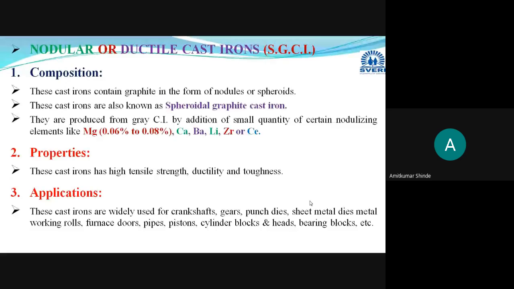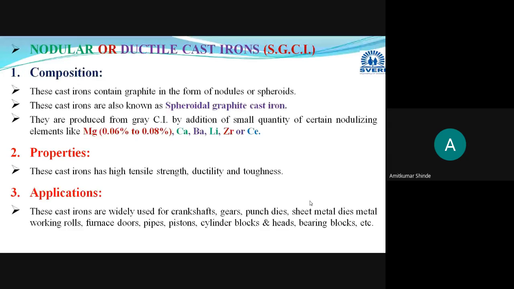If you observe their microstructure, free carbon will be there, and this free carbon will be spherical in shape, or its shape will be like a nodule. That's why these cast irons are termed nodular cast iron or spheroidal graphite cast iron, because the graphite present here is spherical in nature, or nodule shaped. That's why it is termed nodular cast iron, or spheroidal graphite cast iron.